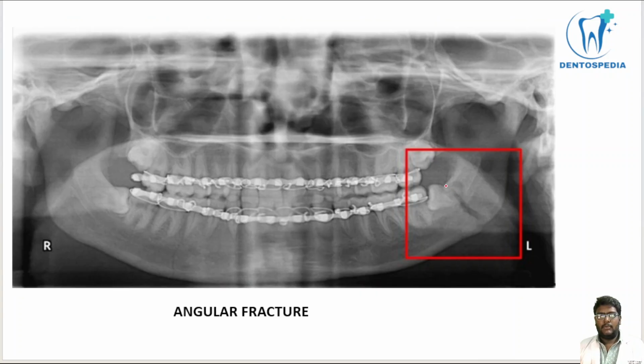Here you can see the angular fracture involving the third molar. Extracting the third molars in angular fractures is a controversial topic, because a few say the presence of impacted third molars favors angular fractures, and a few say they don't agree with that. So it is a controversial topic.